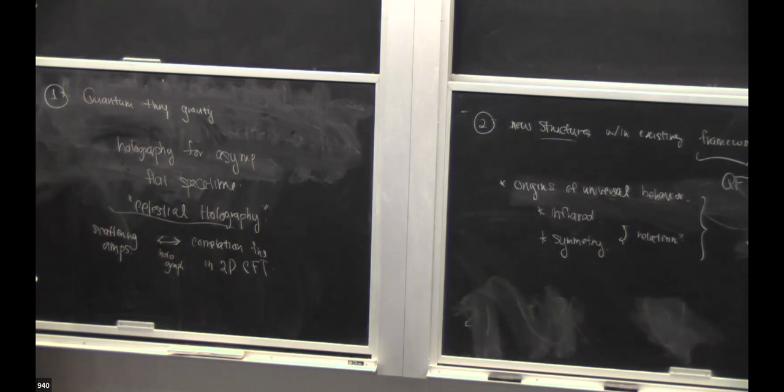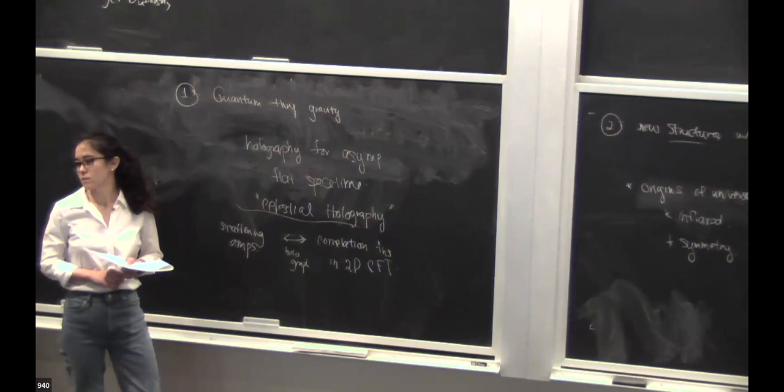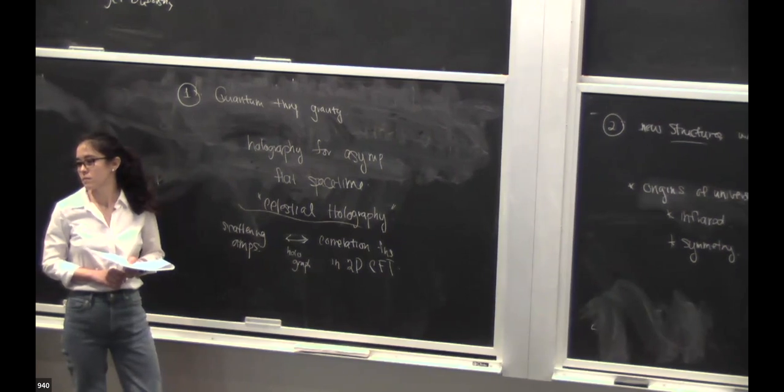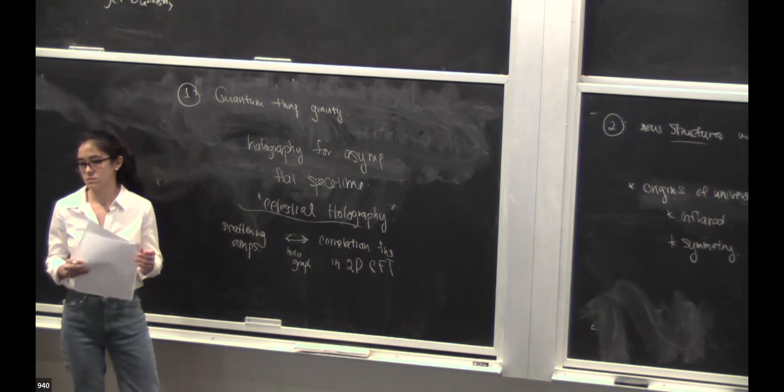I think the connection between celestial holography and quantum gravity, just to know if I understand it. So in celestial holography, you typically sum up all the energies. Is that the reason why you expect celestial holography to be a way to probe the ultraviolet version of the theory? Because since you're integrating over all the energies.